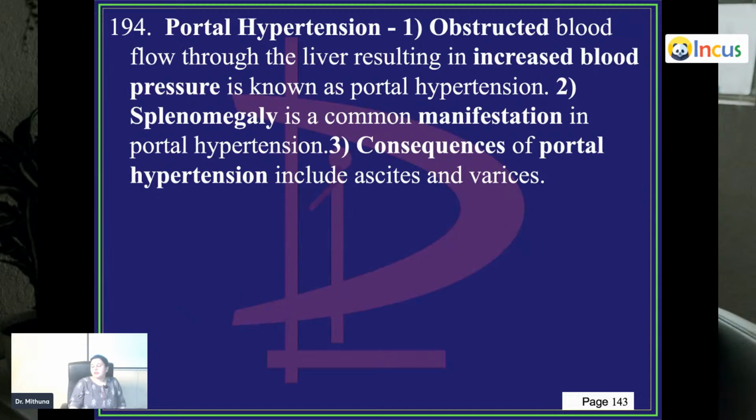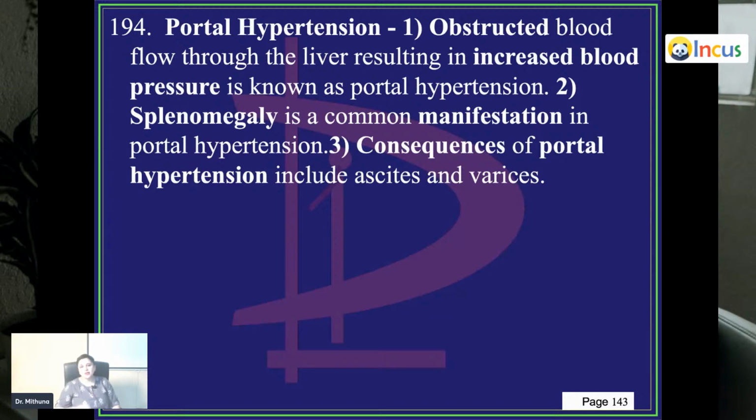Coming to portal hypertension, so I told you all this gut and all, they drain into a venous system called portal venous system, and that finally goes to the liver, where all that metabolism undergoes, and any kind of toxins are removed by the liver. Okay, so if you have any kind of obstruction in that tract, if there is an issue with liver, बीच में पूरा portal vein can get obstructed, or any kind of issue with the obstruction in the portal system, that will cause raised pressures in the portal system, leading to portal hypertension. So obstructed blood flow through liver resulting in increased blood pressure is known as portal hypertension.